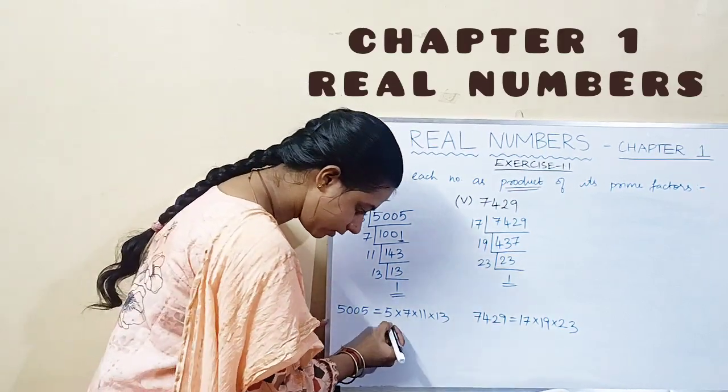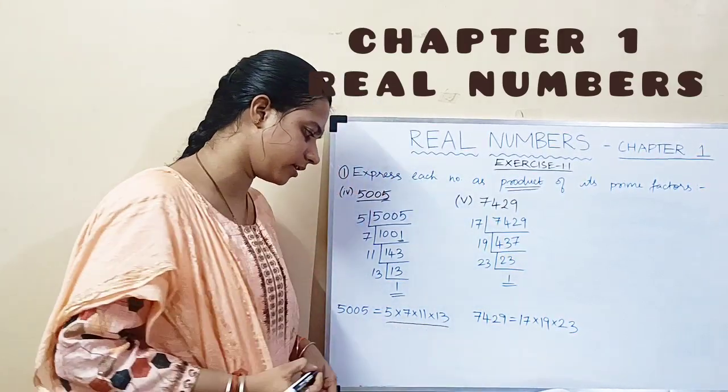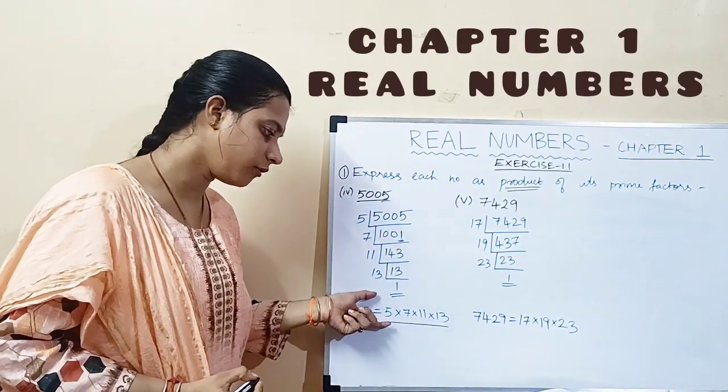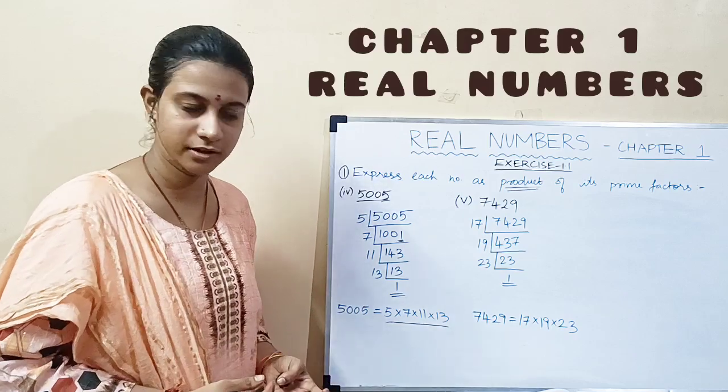Now we represent the primes in ascending order. Here no more simplification is required as none of the prime factors are repeated.